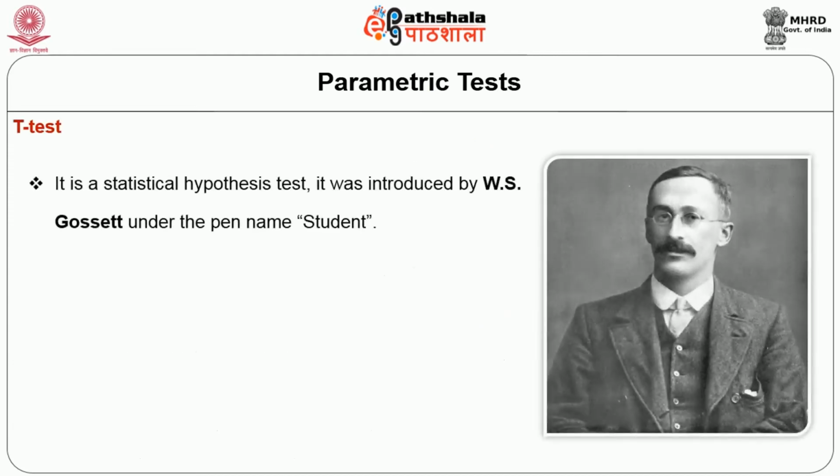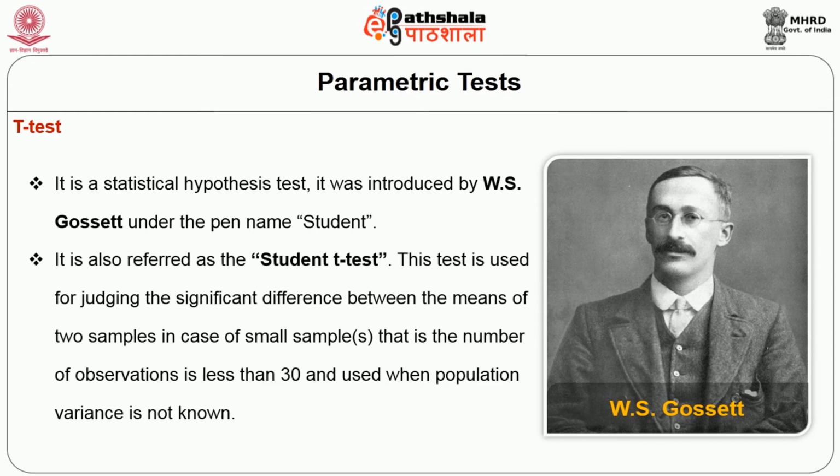The most important parametric test is t-test. A t-test is a statistical hypothesis test. It was introduced by W.S. Gossett under the pen name Student. It is also referred to as the Student t-test. This test is used for judging the significant differences between the means of two samples in case of small samples, that is, the sample size is less than 30, and used when population variance is not known.